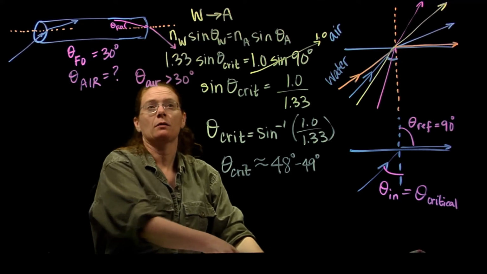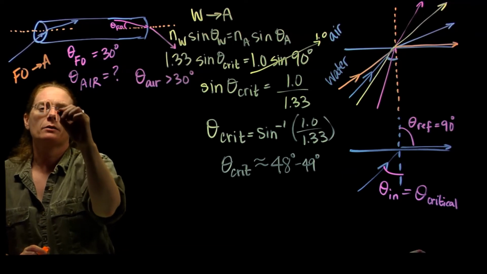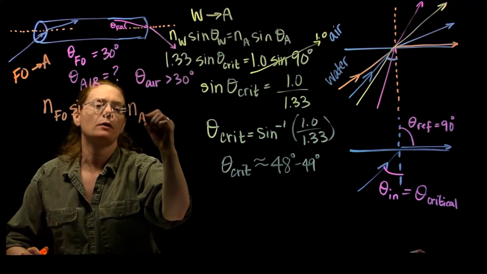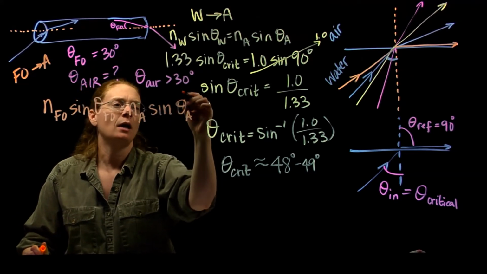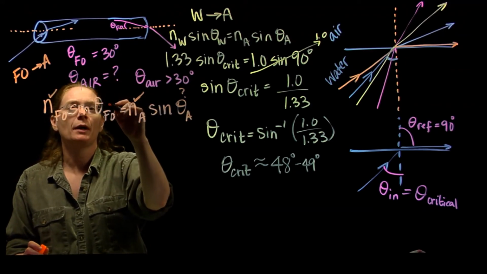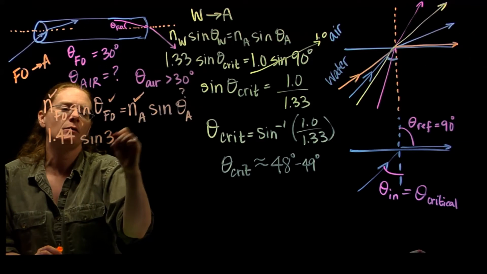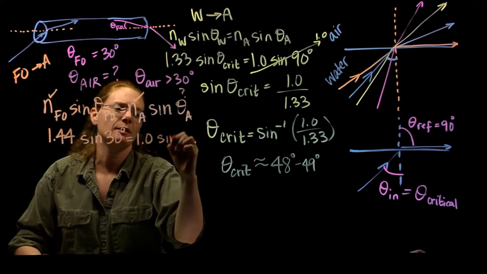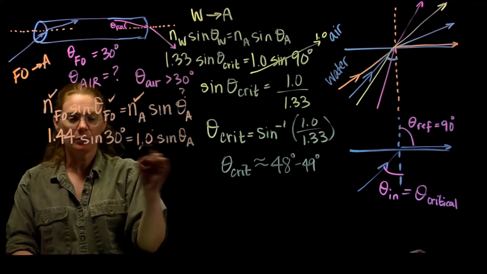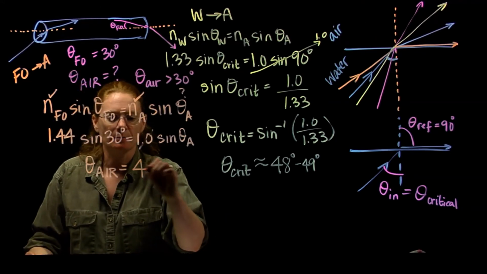Our Snell's law equation then. We're going from fiber optic into air. Index of refraction of the fiber optic times the sine of the angle in the fiber equals the index of air times the sine of the angle in air. I want to know this angle in air. I know the index of refraction of air, and I'm given this in the problem. So 1.44 times sine of 30 degrees equals 1.0 times the sine of the angle in air. If you solve this out, you get an angle in air of 46 degrees.